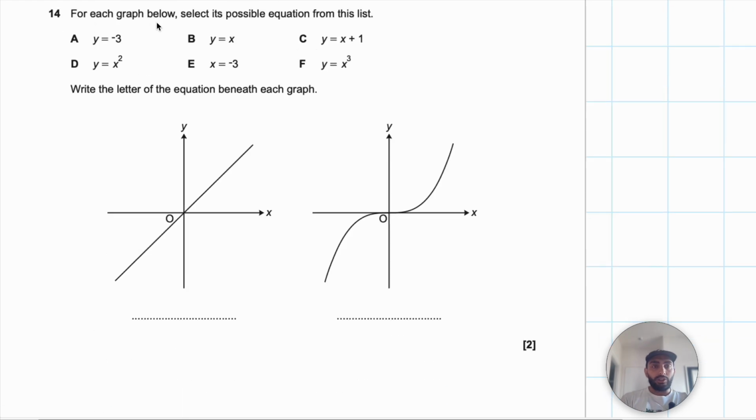Question 14. For each graph below, select its possible equation from the list. I can see I've got a straight line, so it's going to be y is equal to something, and the y-intercept is 0 because it's crossing at 0, 0. So it's not this one, it's probably going to be this one. That's B. This second one is a graph of y equals x cubed, so it's going to be F.